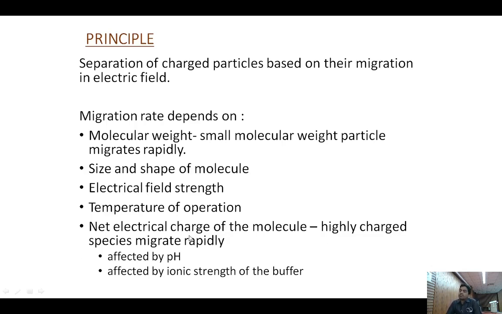Now on what factors will this charge depend? It will be affected by pH. I told you that zwitterions are used, and based on the pH of the medium or the buffer used in this process, this charge will be affected. Another thing is the ionic strength of the buffer. If the buffer is such that the molecule becomes more ionized, then the electrical charge will increase. So the electrical charge depends on the pH of the medium and the ionic strength of the buffer. To summarize: molecular weight, shape and size, electrical field strength, temperature, and electrical charge, which depends on pH and ionic strength.